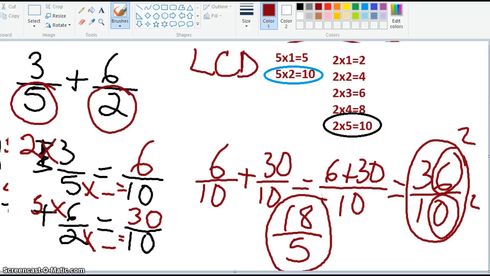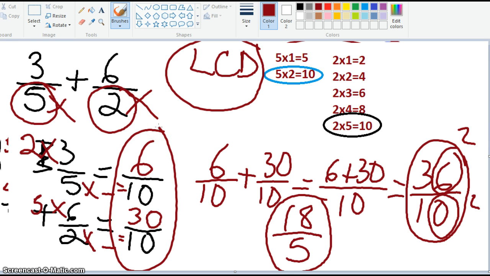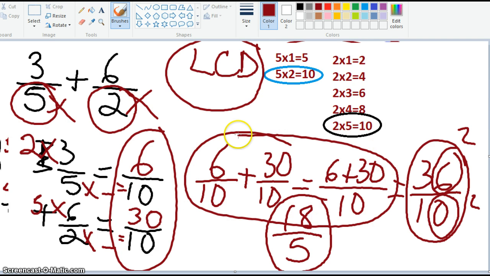The point I want to make, folks, is that any time you are adding or subtracting fractions and the denominators are not the same, you must find the lowest common denominator, replace it as we just did, and then continue with the same addition and or subtraction rules as we've been doing so far, so that you can come up with your answer.